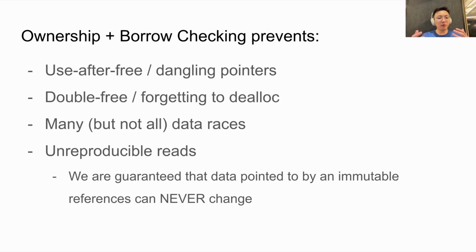So put together, both ownership and borrow checking prevent whole classes of memory errors, including many but not all data races, because it's not theoretically possible to prevent every single data race. It's equivalent to the halting problem. And it also prevents unreproducible reads, like we mentioned earlier.